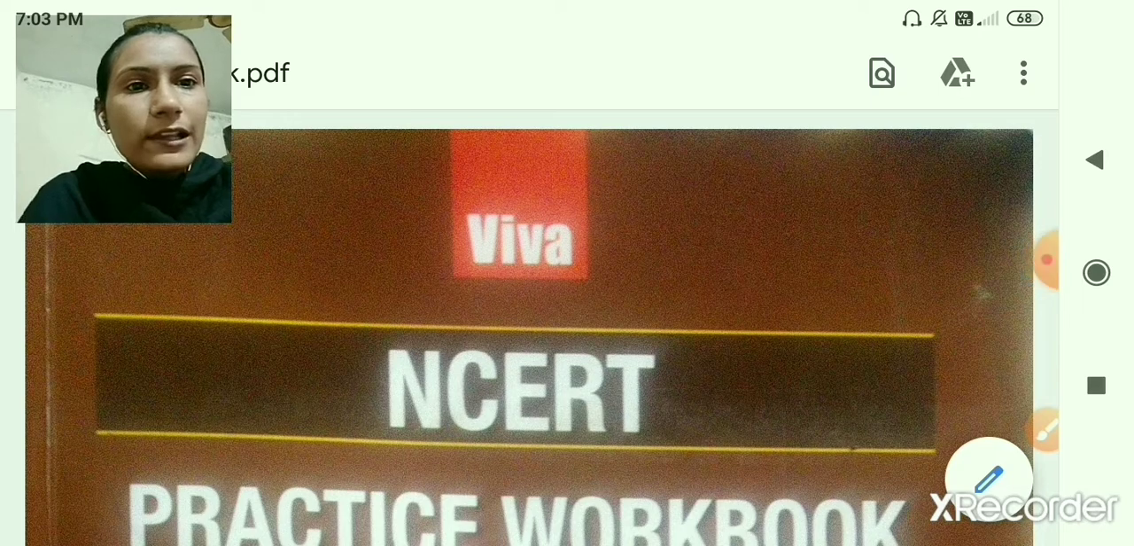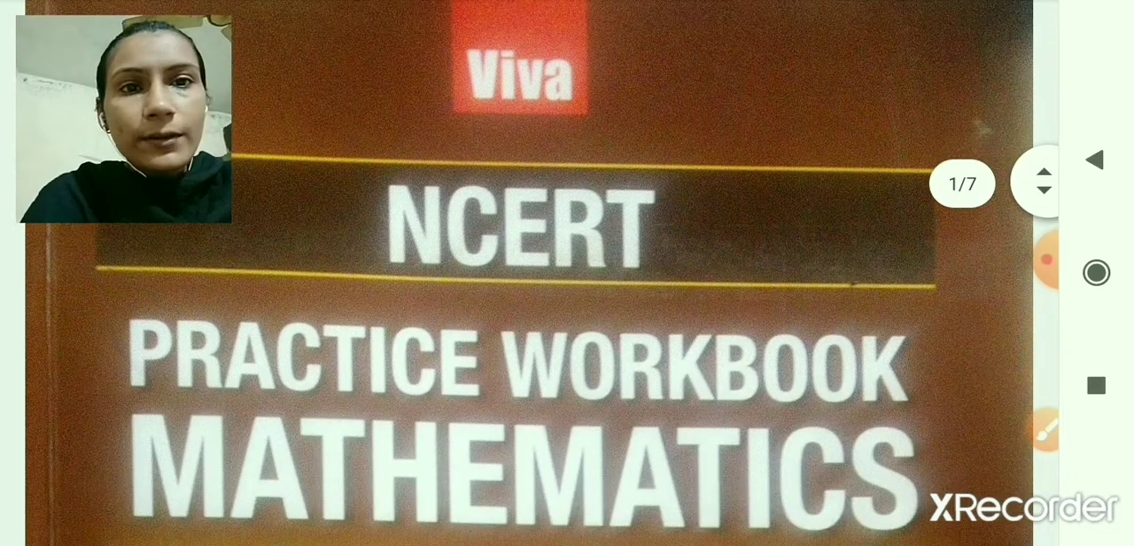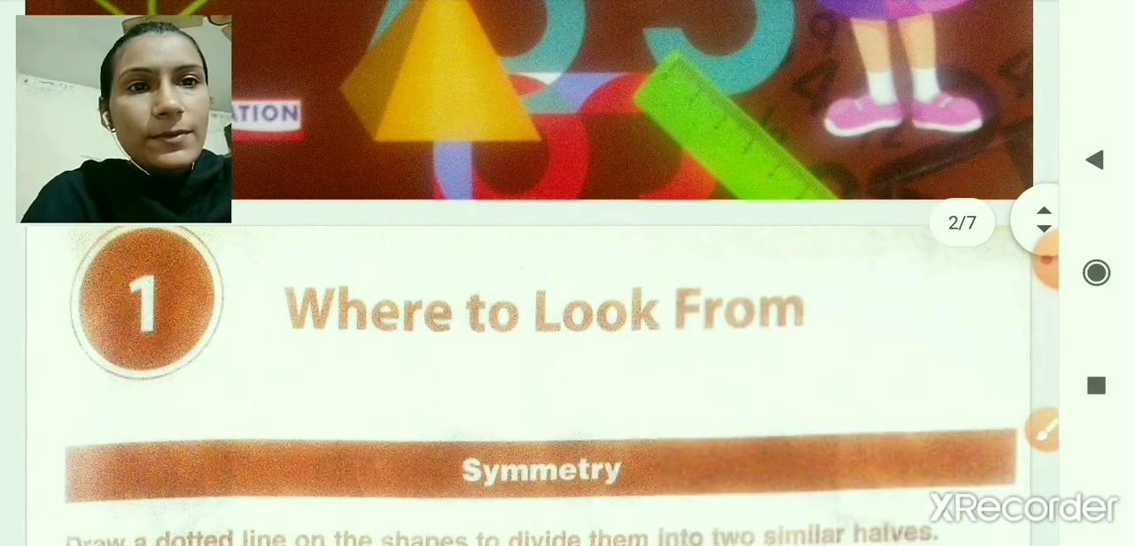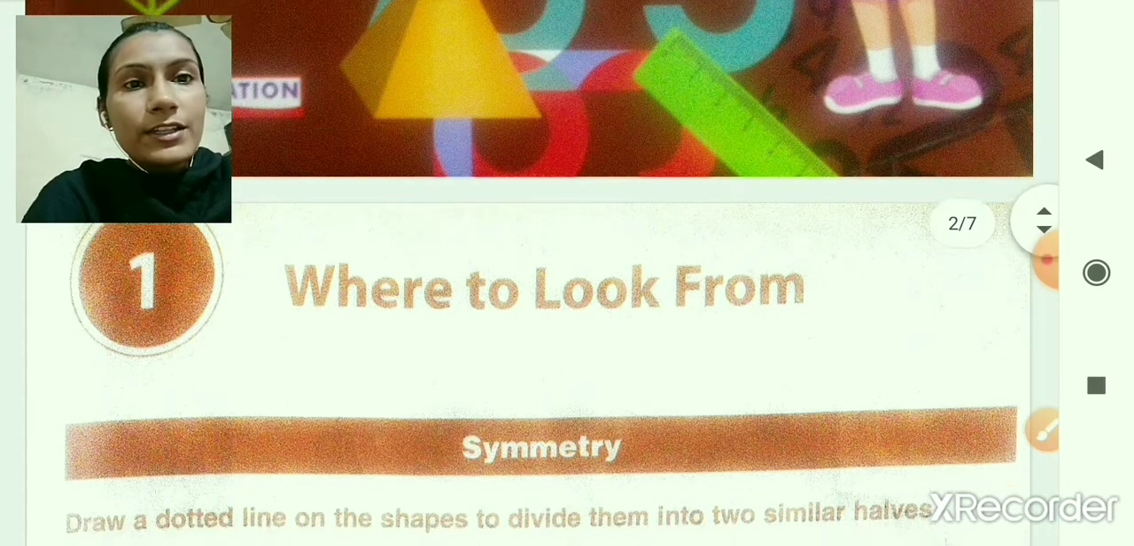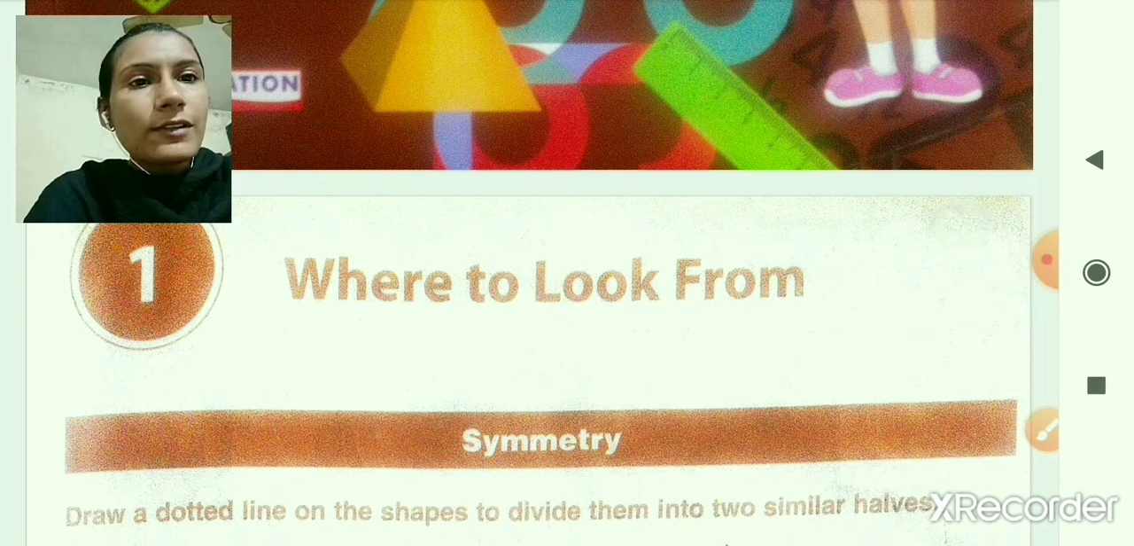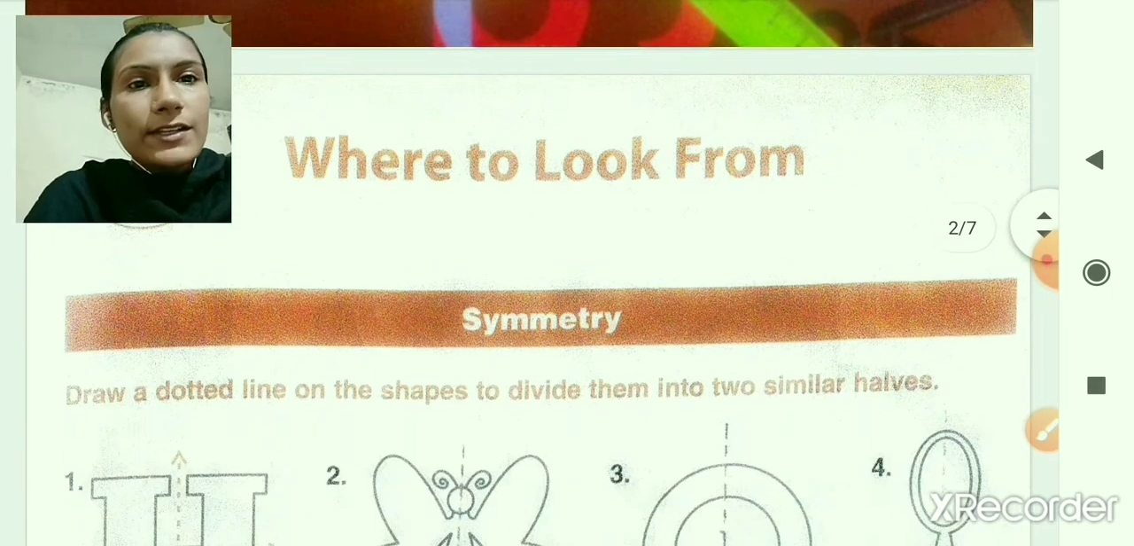I hope you all have this NCERT practice workbook of mathematics. First chapter where to look from, that means in our textbook chapter number 1 and chapter number 2 is over, but in the workbook that is not over. So now let's do symmetry.